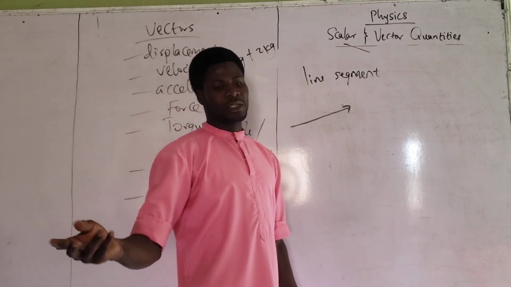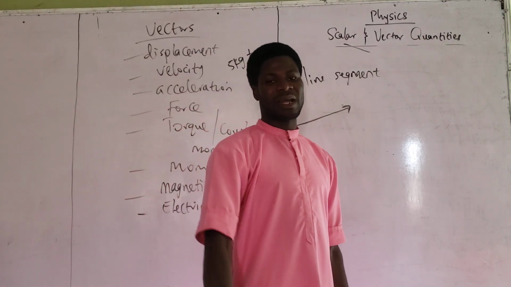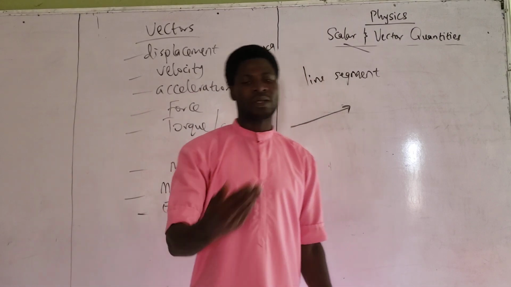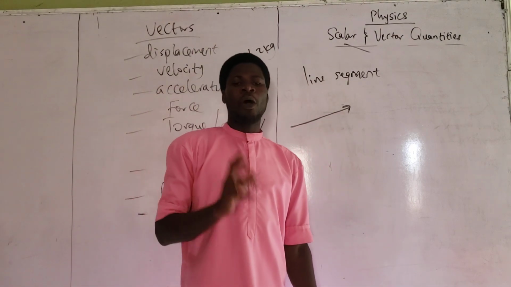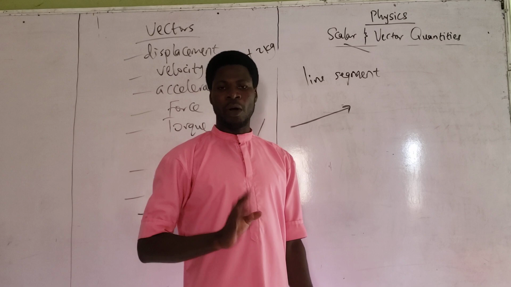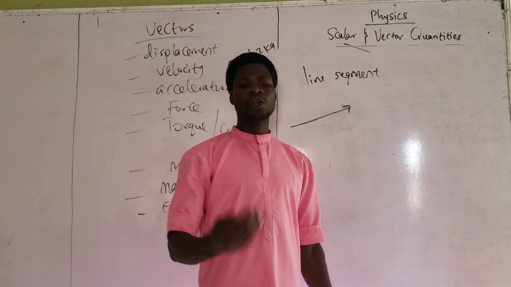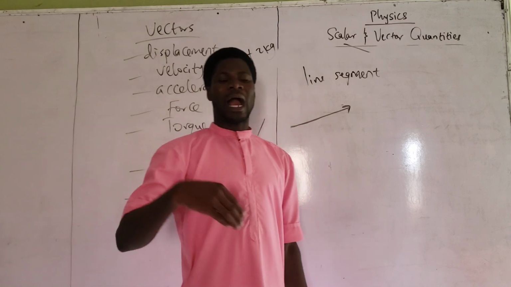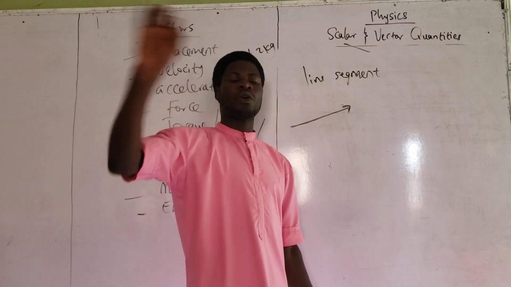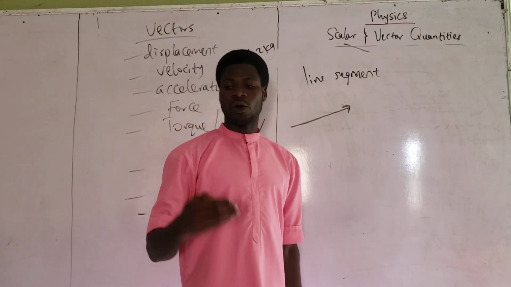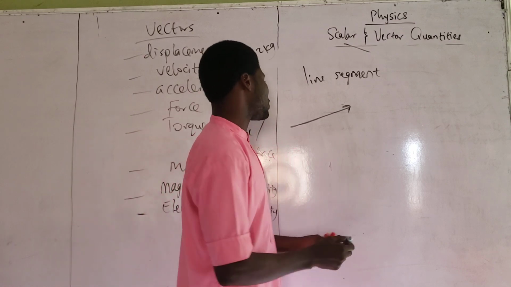But in print, in textbooks, in printed materials, how do we represent vector quantities? We use a bold-faced letter. Bold-faced letters are used to represent vector quantities. At times, we use a capital letter or small letter with an arrow on top.